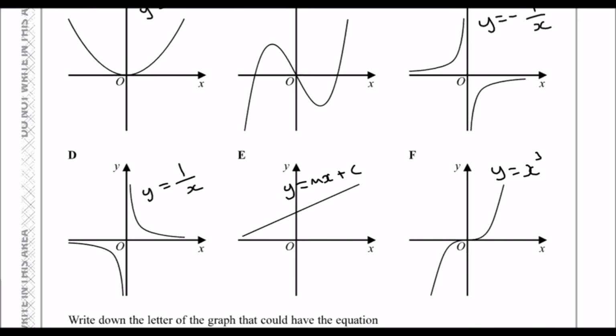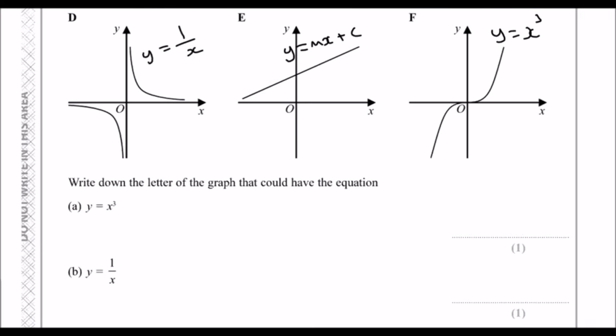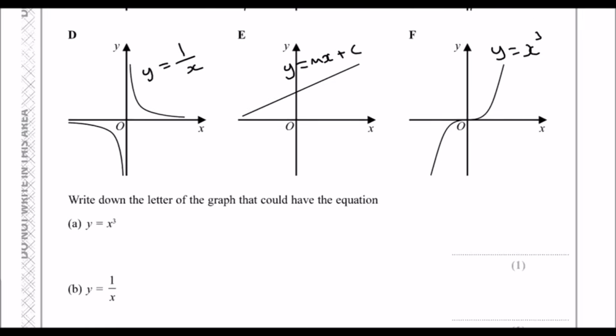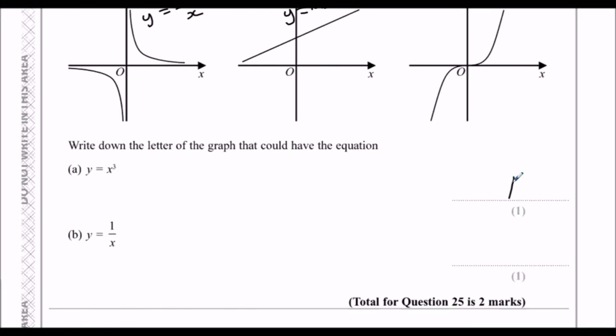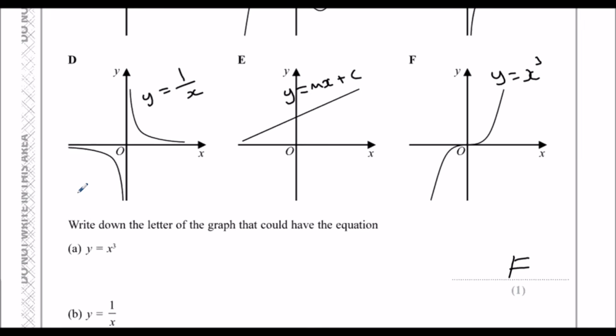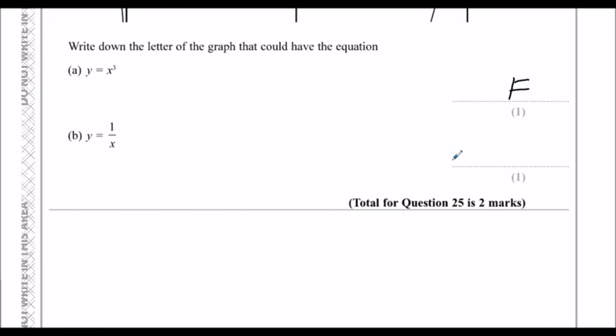So write down the letter that could have each of these equations. So y equals x cubed, that's our graph F. And 1 over x, that's the positive reciprocal, so it starts in the bottom left, goes to the top right, that's D.